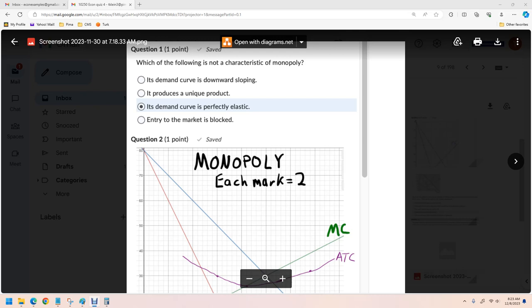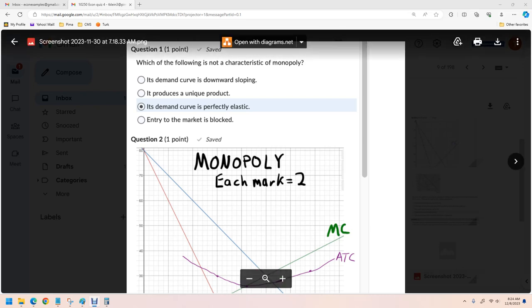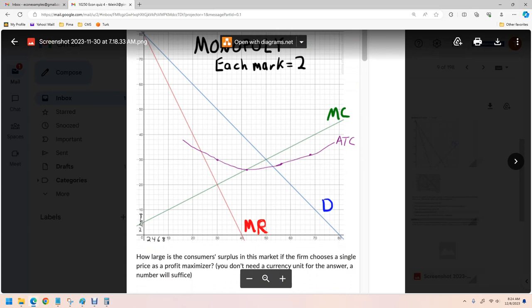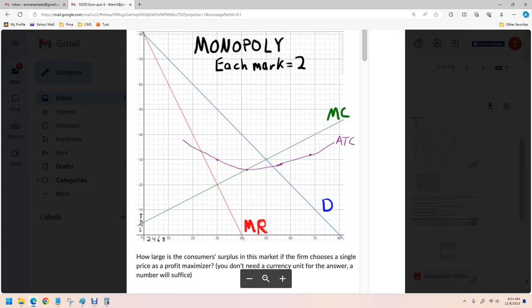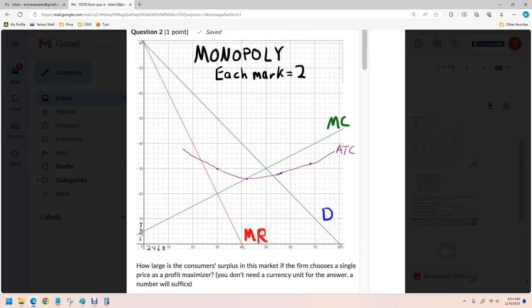Entry to the market is somehow blocked. This is referring to perfect competition, not monopolies. It's one of those difference things. How large is the consumer surplus if the market chooses a single price? What we're going to do is find where MR equals MC. We go to here, and then follow that up to where it hits the price. So the price is 50.